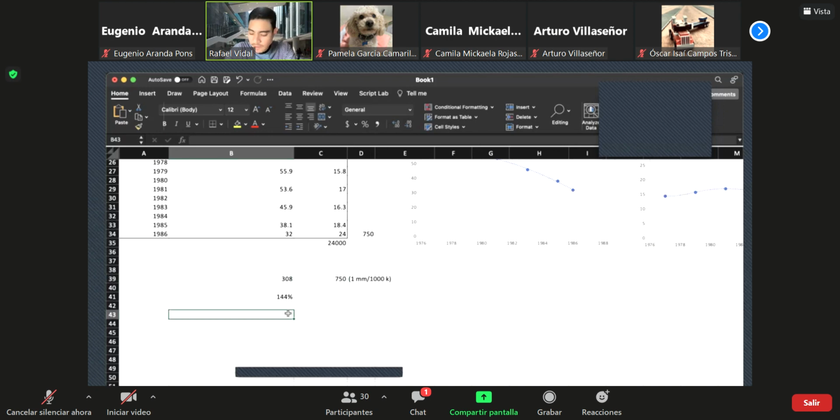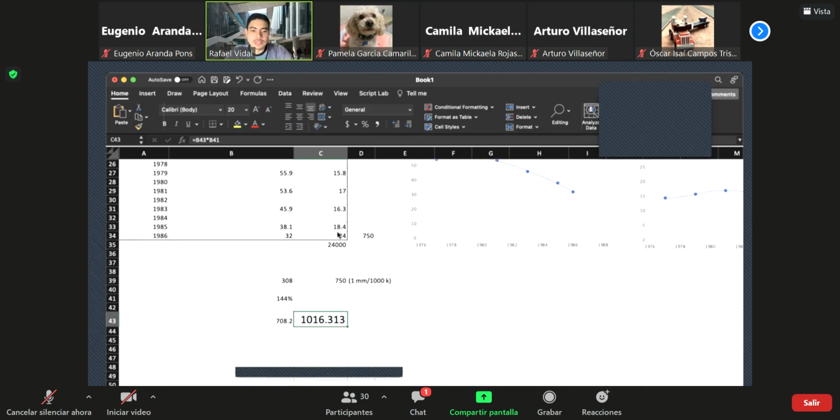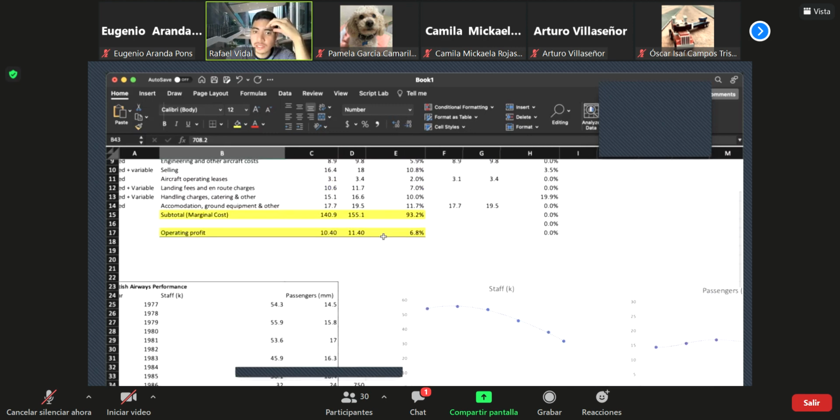And I have that for Ryanair, this was 708.2. I just have to multiply this times the rate of increase. And this is productivity for Ryanair for 1986. A pretty great advantage, right, over British Airways in productivity. So I might say they might be profitable, but not yet. Because we still need to analyze. So we have the productivity for 1986.